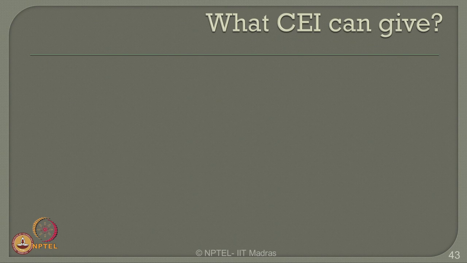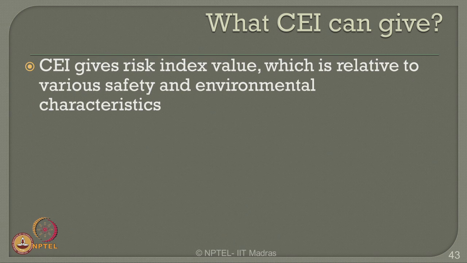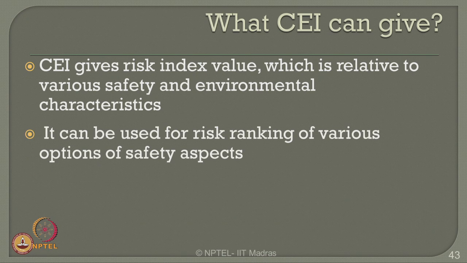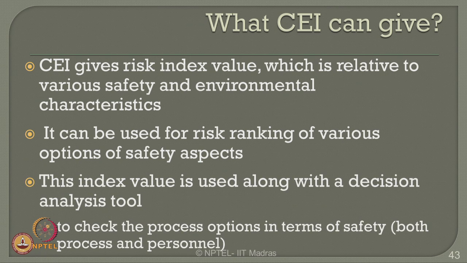What can a chemical exposure index give me? CEI gives me the risk index value, which is a mere number relative to the various safety and environmental characteristics around the plant where it is situated. It can be used for risk ranking of various options of safety aspects in a given system. This index value is used along with a decision analysis tool to check whether the process options in a safety system are okay or not. It addresses both process and personal safety.